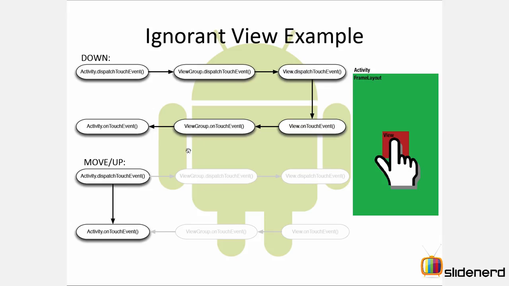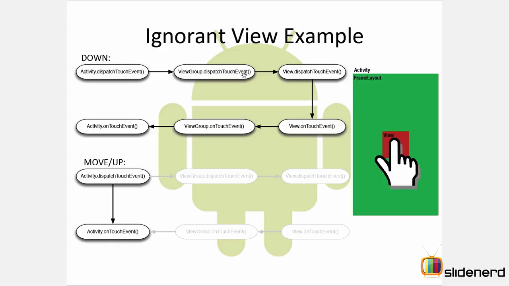So let's take a look at how this whole mechanism may actually work. Here you have an activity, there's a frame layout, and there's your view, which is basically a button or a text view inside that frame layout. So how does this whole mechanism work? The first thing the activity is going to do when your finger is down on the screen, ACTION_DOWN will be triggered. The dispatchTouchEvent will be called to propagate that ACTION_DOWN motion event to your frame layout. That is the view group.